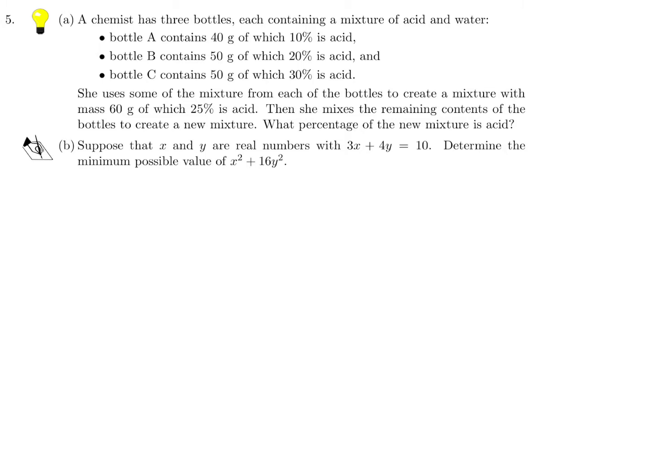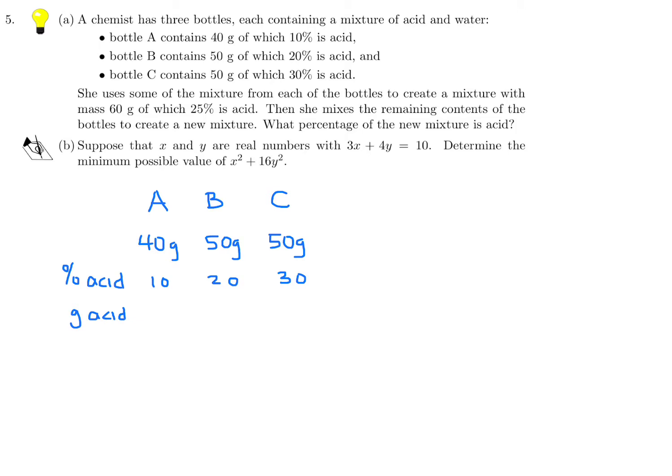Well, we've got a situation where A, B, and C have 40 grams, 50 grams, and 50 grams. And then the percent of acid for each of these is 10, 20, and 30. And the number of grams of acid is, well, you just multiply 40 times 10%, so that's going to be 4. 50 times 20%, so that's 10. And 50 times 30%, which is 15.